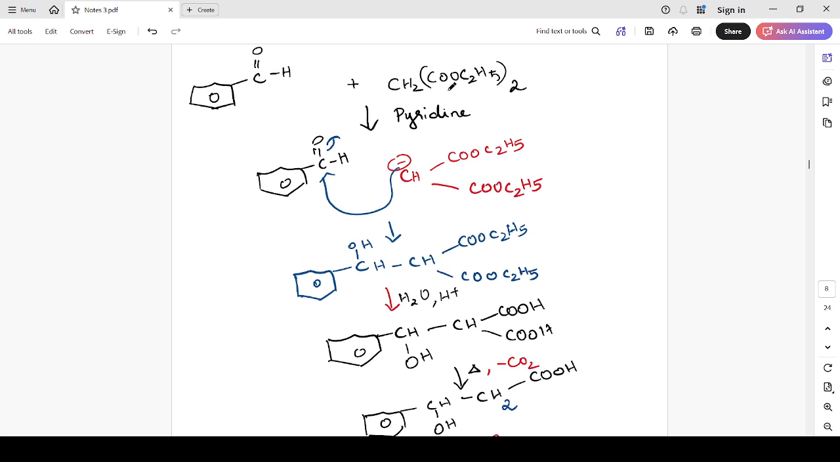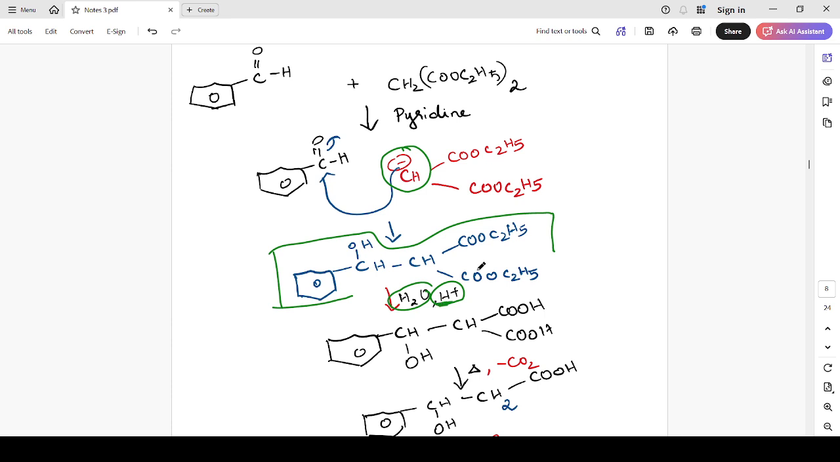So I'm having CH2COOC2H5 twice here. So similarly, I created a carbanion. The carbanion attacked the carbonyl and the reaction got completed with the formation of this hydroxyl group. Okay. Now we are providing H2O in the presence of H plus. So it's an ester hydrolysis reaction.